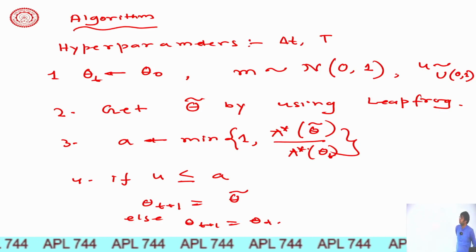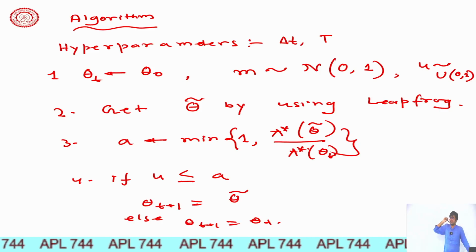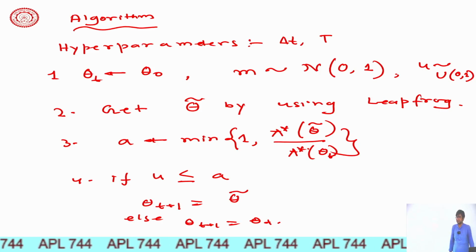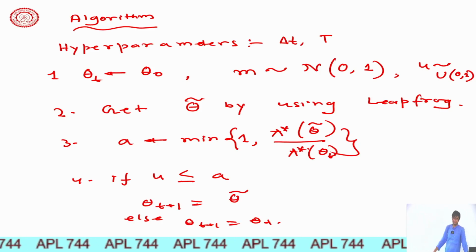So to address the hyperparameter issue, there is a modification to Hamiltonian Monte Carlo, which I am not discussing, but if you want, you can read it on your own. That is known as NUTS. So that's an improvement over Hamiltonian Monte Carlo. NUTS stands for no U-turn sampling. Okay. So that's a modification where this capital T is selected automatically.